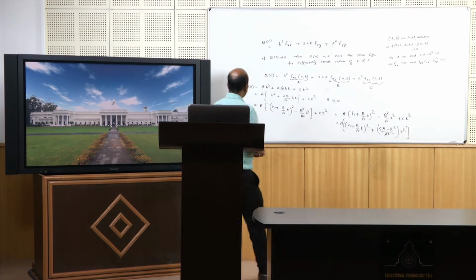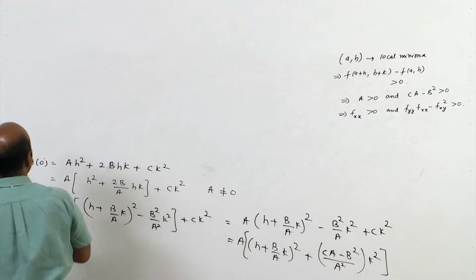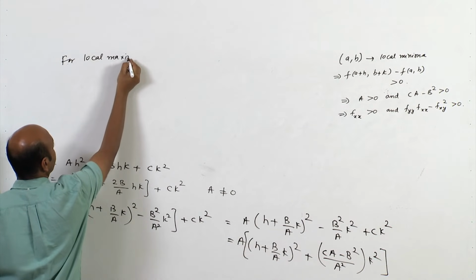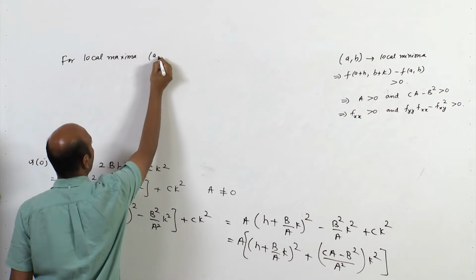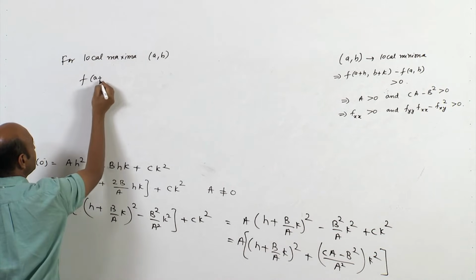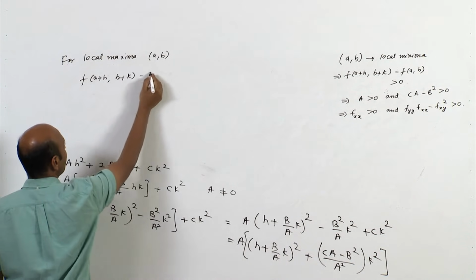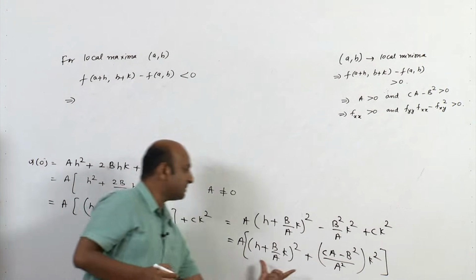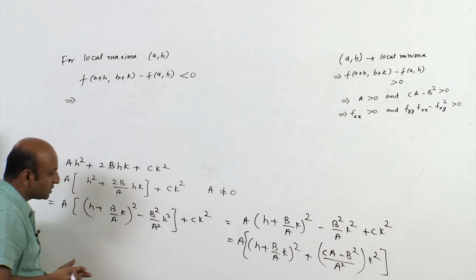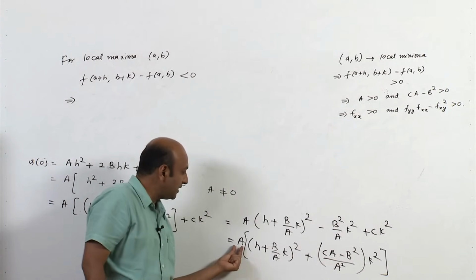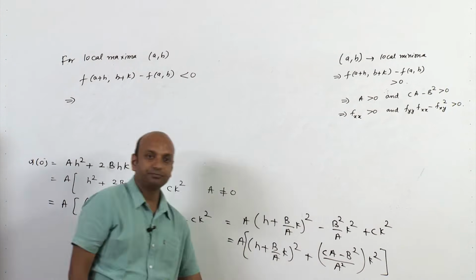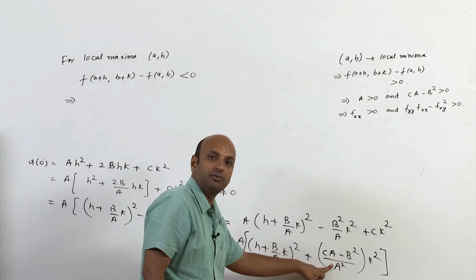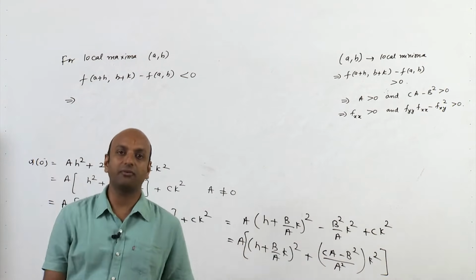Okay. Now, if you check for local maxima, if you are calling (a, b) a point of local maxima, then f(a + h, b + k) − f(a, b) must be less than 0, and this implies this quantity must be less than 0. For this quantity to be less than 0, what we are having? We are having a must be negative and this must be positive, because positive plus positive is always positive and multiplied by a negative value is always negative.